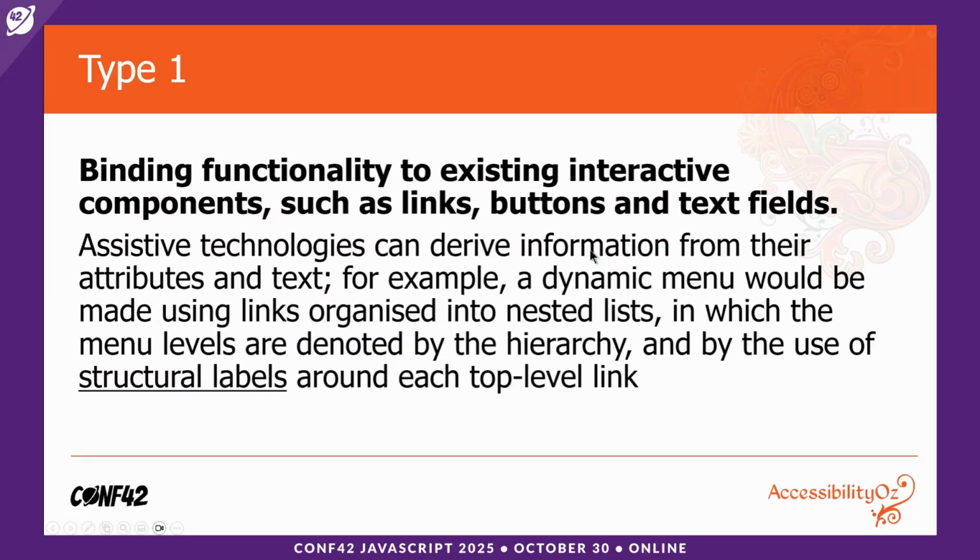So let's talk about the types of different JavaScript functionality. Type 1, as we said, binding functionality to existing interactive components such as links, buttons, and text fields. So assistive technologies can derive information from their attributes and text. For example, a dynamic menu would be made using links organized with nested lists, in which the menu levels are denoted by the hierarchy and by the use of structural labels around each top level link.